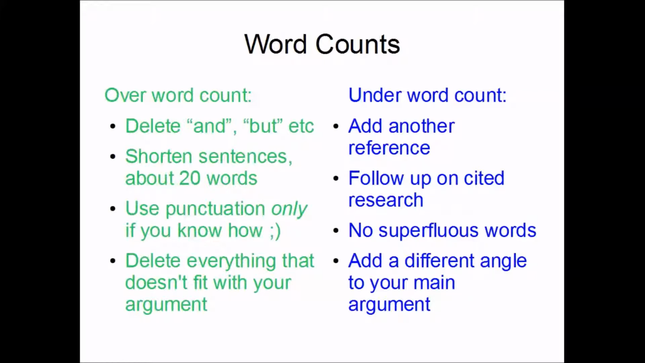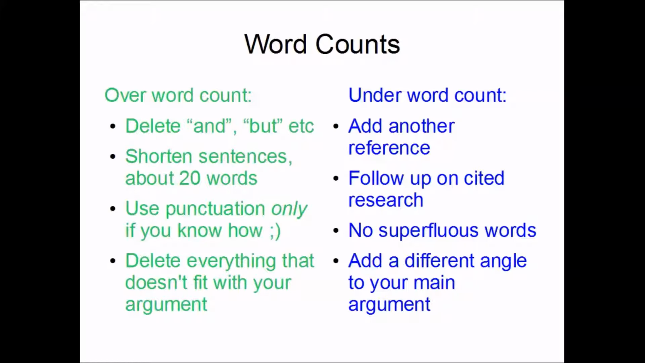If you're too short on the word count, find some other references. Use the references cited in your research and follow up on those. There's probably a bunch more information in that paper that you can use. Don't add superfluous words, they'll make your work clunky and hard to read. Add another angle to your argument. Something like, oranges are better because the colour orange is proven to lift moods better than the red of an apple.